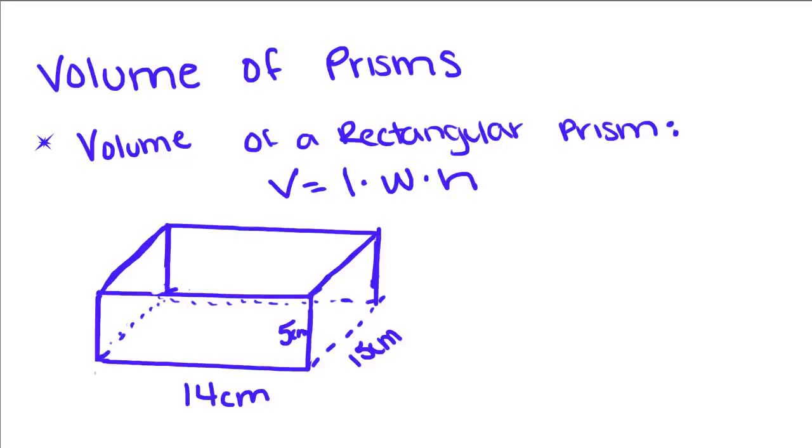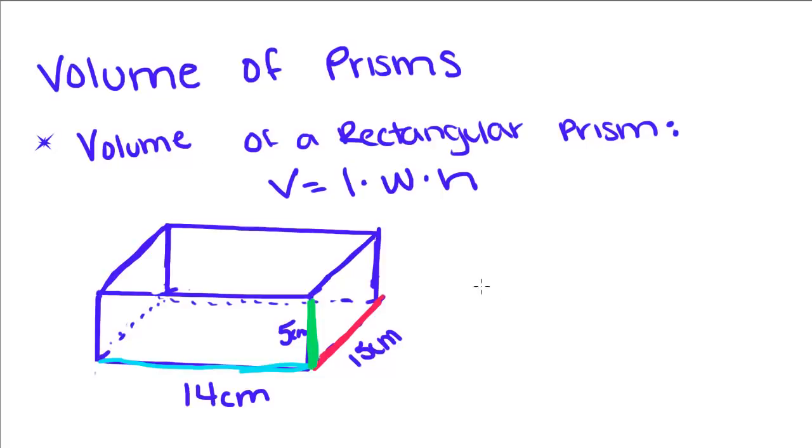Okay, so today we're finally going to be finding the volume of a prism. The volume of a rectangular prism is length times width times our perpendicular height or altitude.